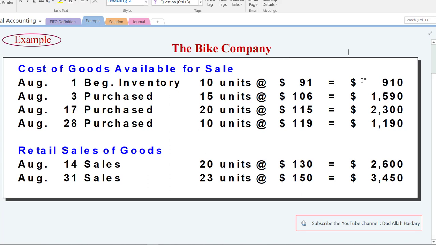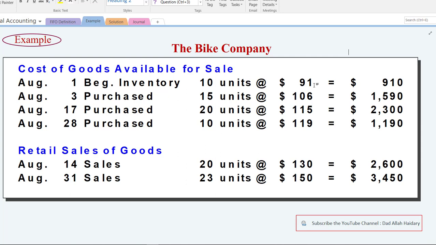This is the example which we have for the FIFO method, and we are going to solve this question with this method. This is the example of a company whose name is the Bike Company, TBC. Here, students, you can see cost of goods available for sales. On August 1st, beginning inventory is 10 units at the cost of 91 USD, which is equal to 910 USD. This is the beginning inventory.